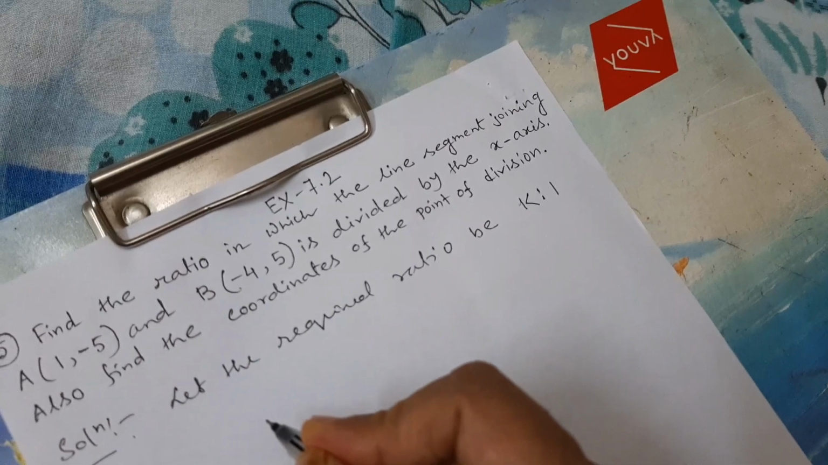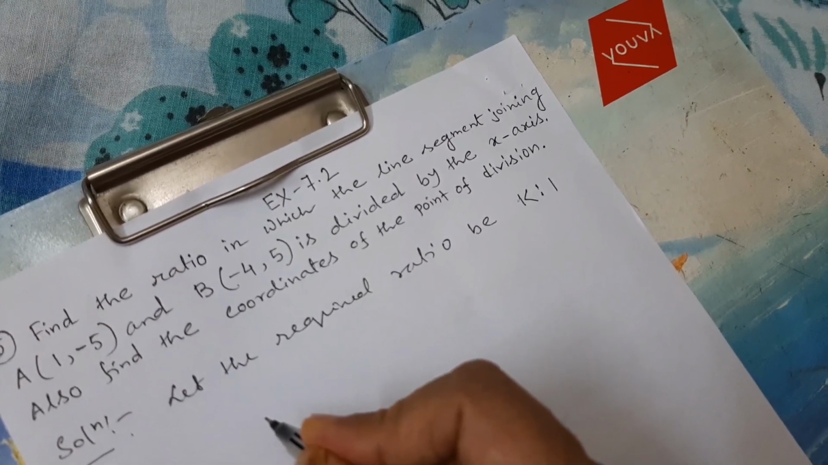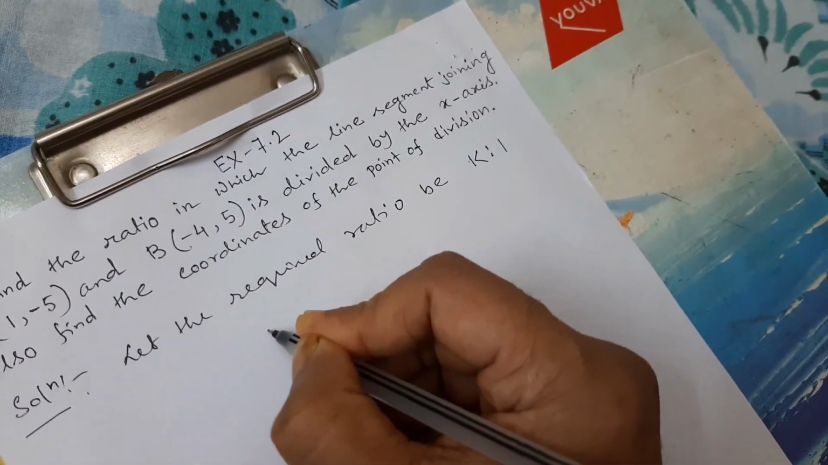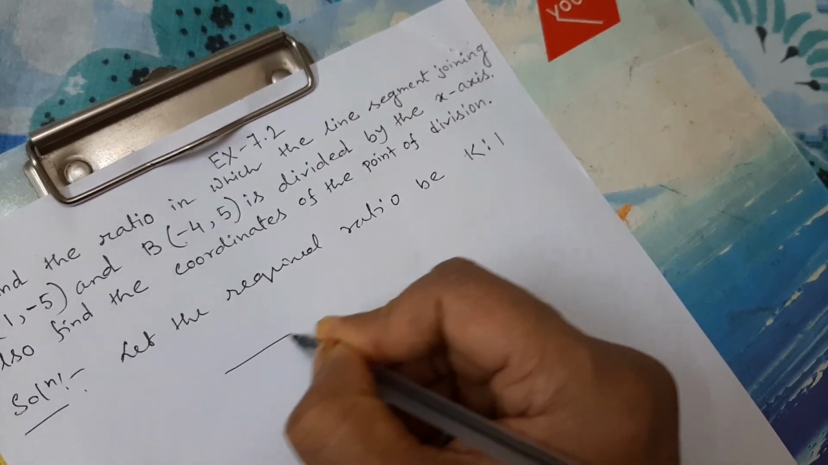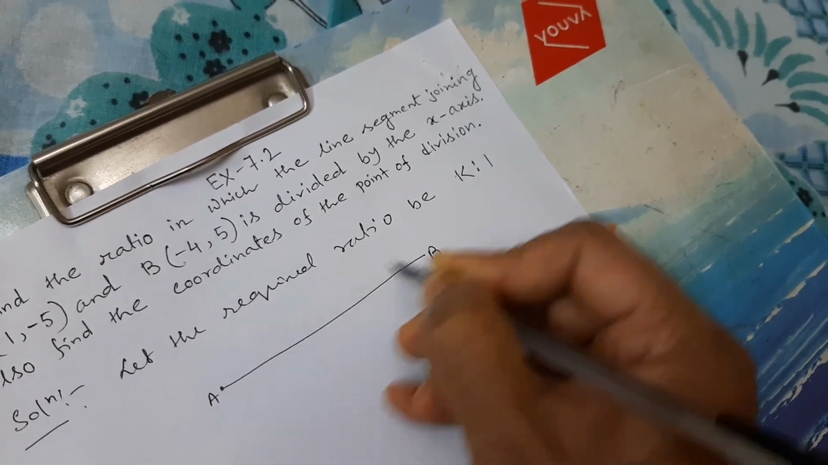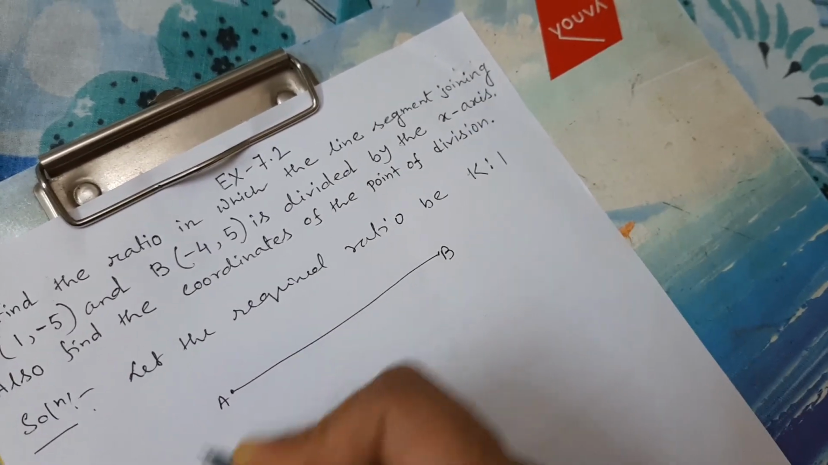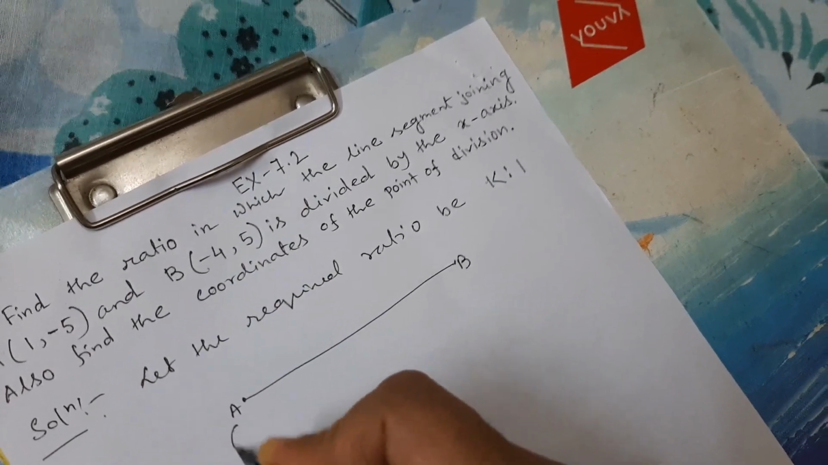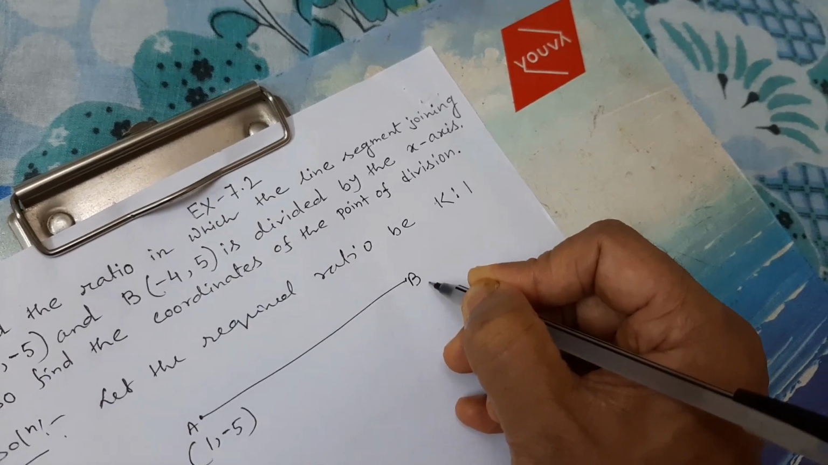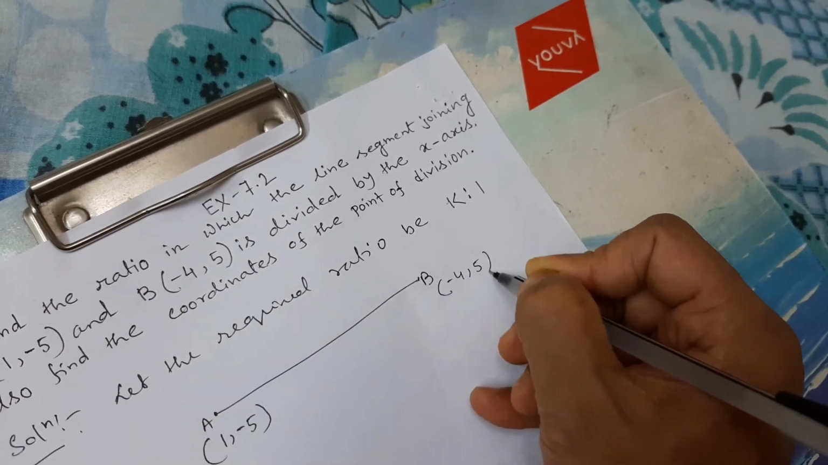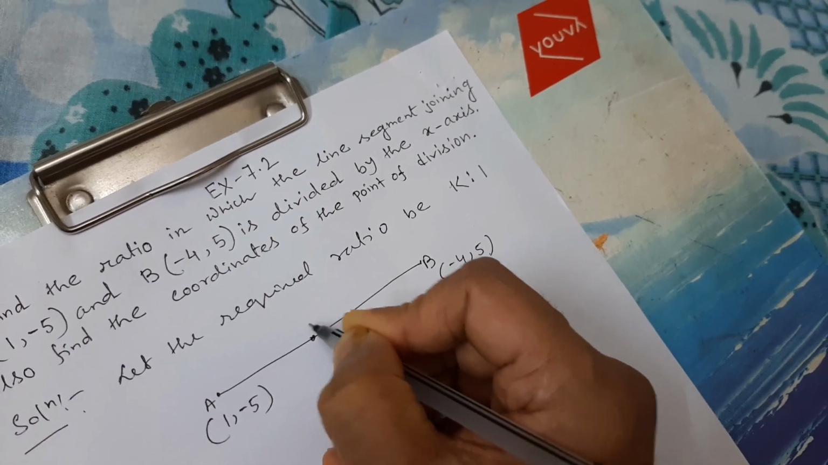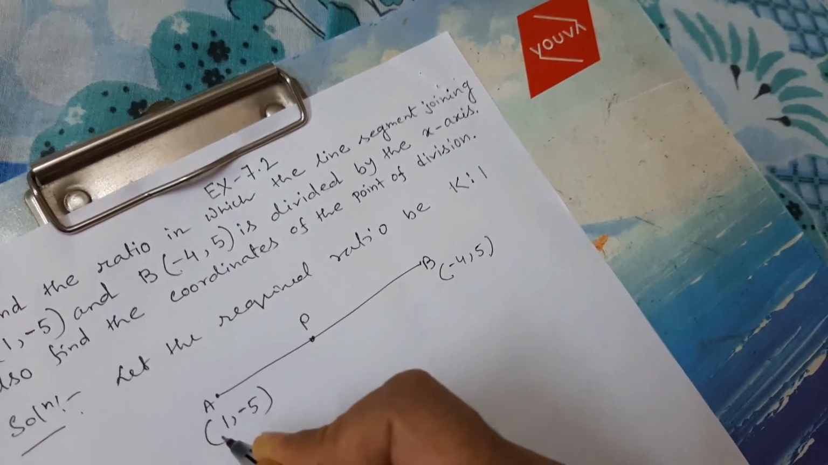Now here it is given line segment joining A and B. So draw one line segment AB. Two points A and B are given. A is (1, -5) and B is (-4, 5). And let P be any point on this line segment AB.